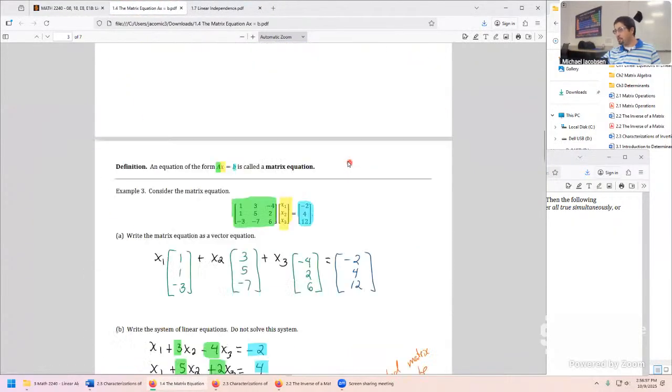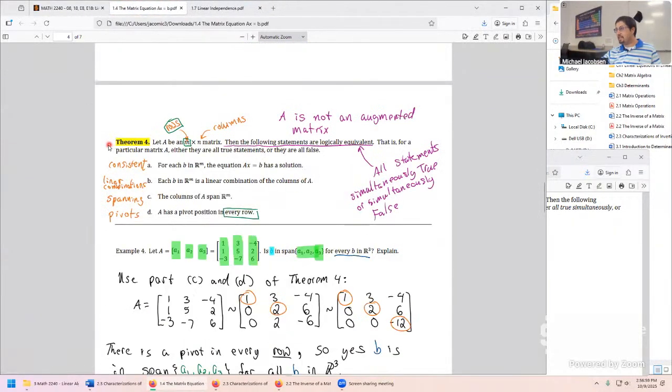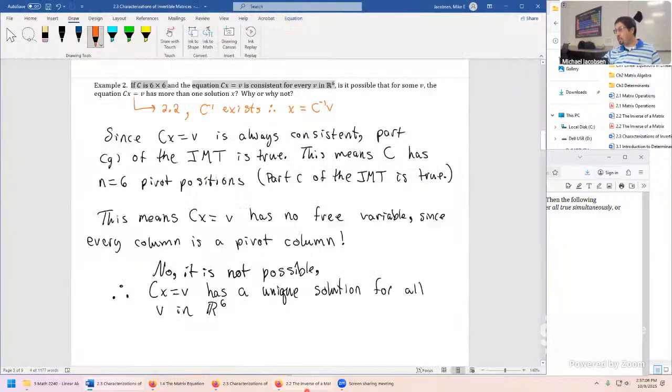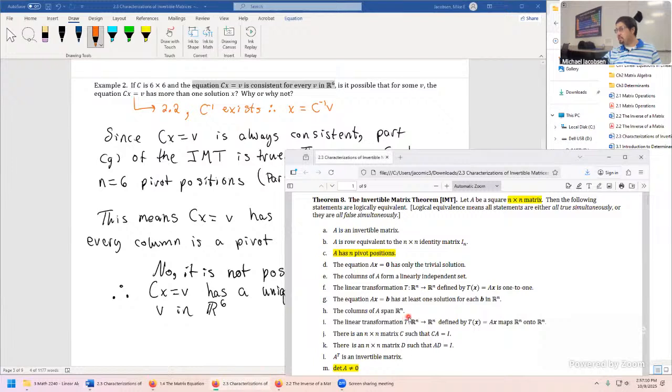I'm overloading this computer. I can hear the fans whirring up.